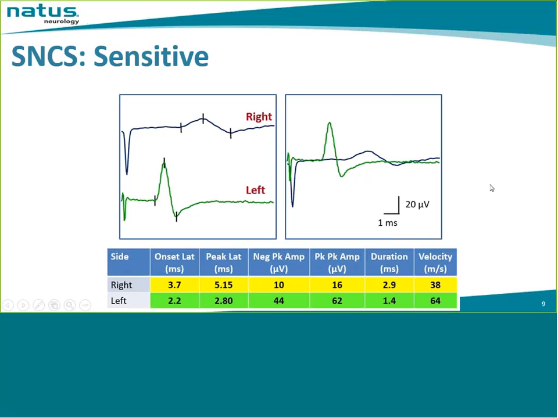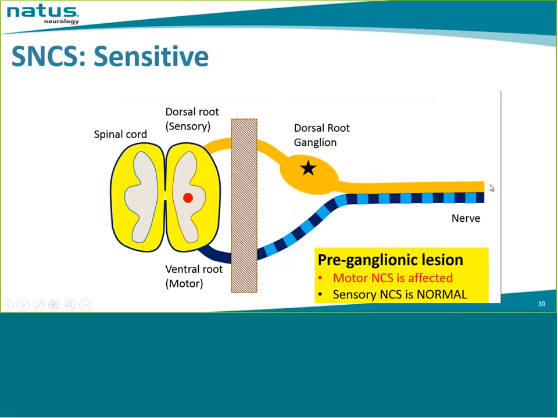In many mononeuropathies, for example, carpal tunnel syndrome or ulnar neuropathy, it is not uncommon that sensory nerve conduction studies are abnormal before the motor nerve conduction studies. Sensory nerve conduction studies are also useful to localize the lesion.